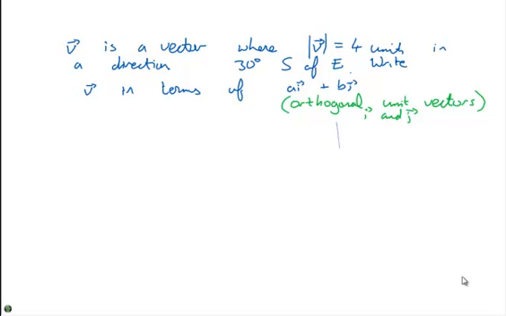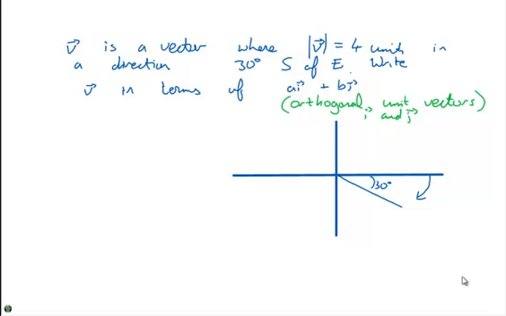We'd have an axis like this and an axis like this. So it's south of east. So if we start south and we start east, it's this direction here. That'll be south of east. So you start off at east and it's south of it. So it's 30 degrees. We know this angle here is 30 degrees.